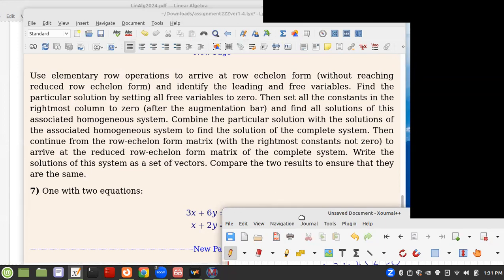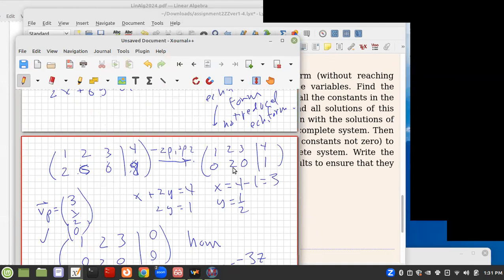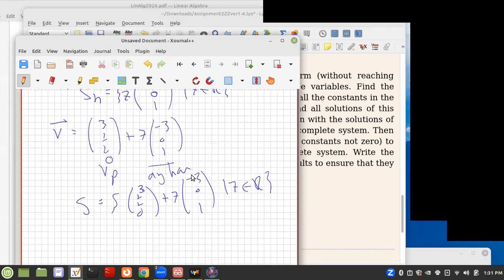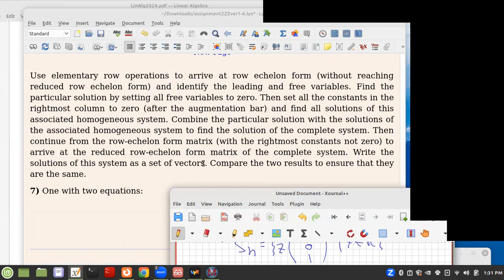Then you could continue from row echelon form up here to get reduced row echelon form, right? And then just solve the whole system, and you should get the same result. The idea was for you to go through that process and do it two ways. You can compare and see you're going to get the same result. And the problem with the problem is that the directions are harder to understand than to work the problem.